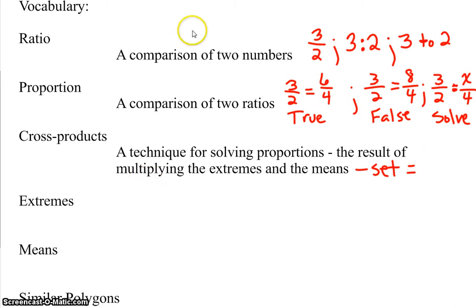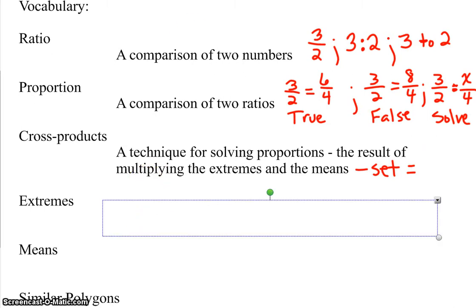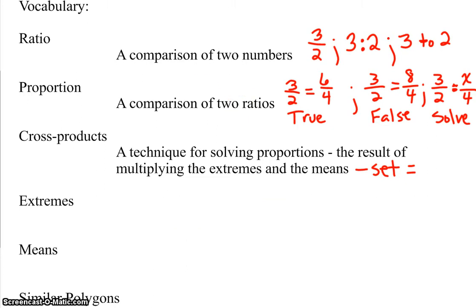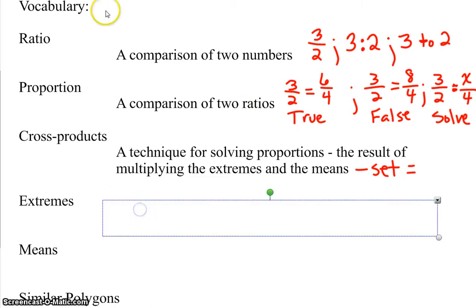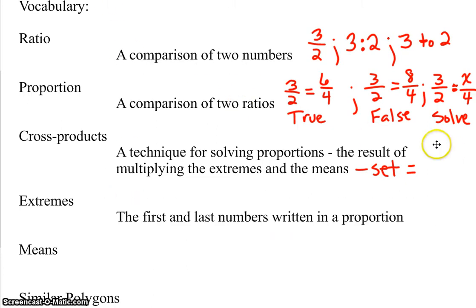Now, I've used a couple terms here that you haven't heard. The first is the extremes. The extremes are the first and last numbers that you would write in a proportion if you were writing it in fraction form. For example, 3 to 2 equals 6 to 4. The 3 and the 4 are the extremes. 3 was the first number I wrote. 4 was the last number I wrote.